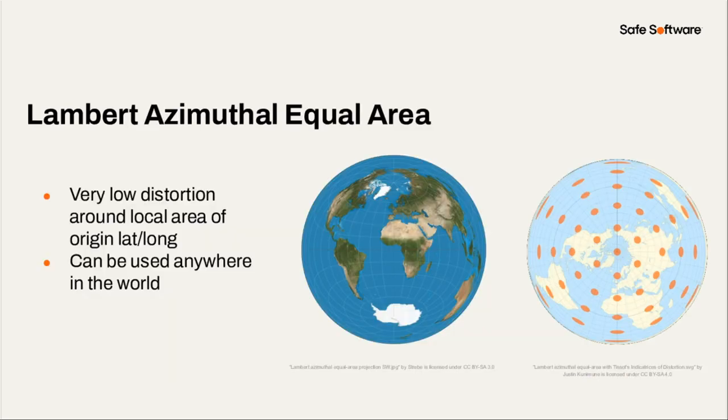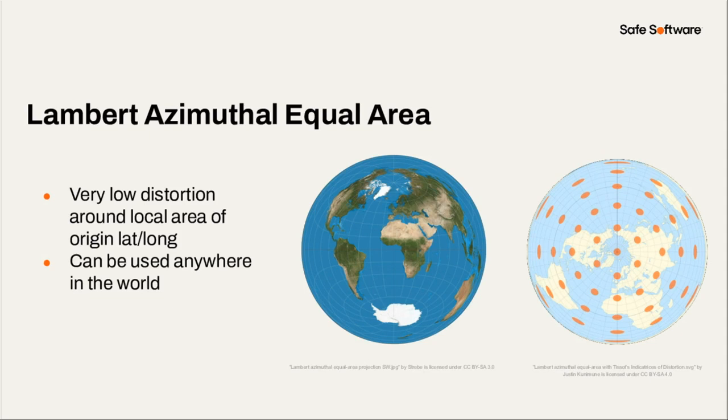The last one we'll talk about here is the Lambert azimuthal equal area. So this is a very low distortion projection around the local area of origin. This can be used anywhere in the world and is considered what we call an equal area map projection. Scale and directions are true only at the center of this projection, and the shapes, directions, angles, and distances are generally a bit distorted as you move away from that origin. But the main thing here is that the area is the most accurate with this one.